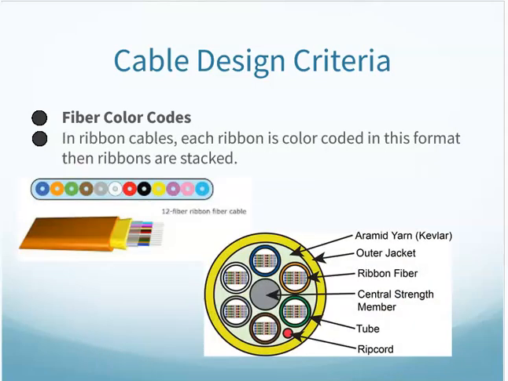If I'm dealing with ribbon cable, I have the same color code indicating each of those fibers, and then they would get stacked on top of each other in there. I might have 4 or 5 stacks on top of each other of those 12 fibers. But the ribbon cable follows the same color code.